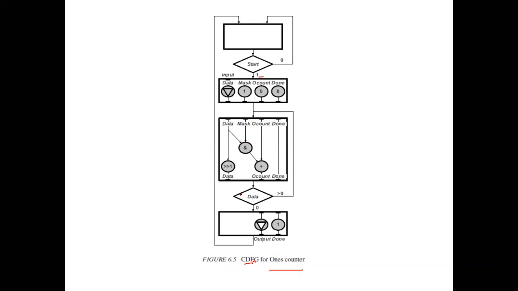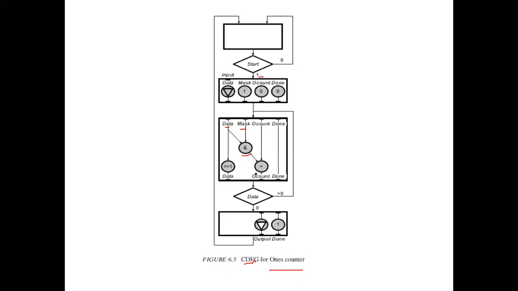Now the next block is the actual function execution. First the data will be taken, and the mask variable will be set, where data is the input data that we gave, and mask is equal to 1. Here, data is logically ANDed with the mask variable. First data is taken, then mask is taken, and the AND operation is done.